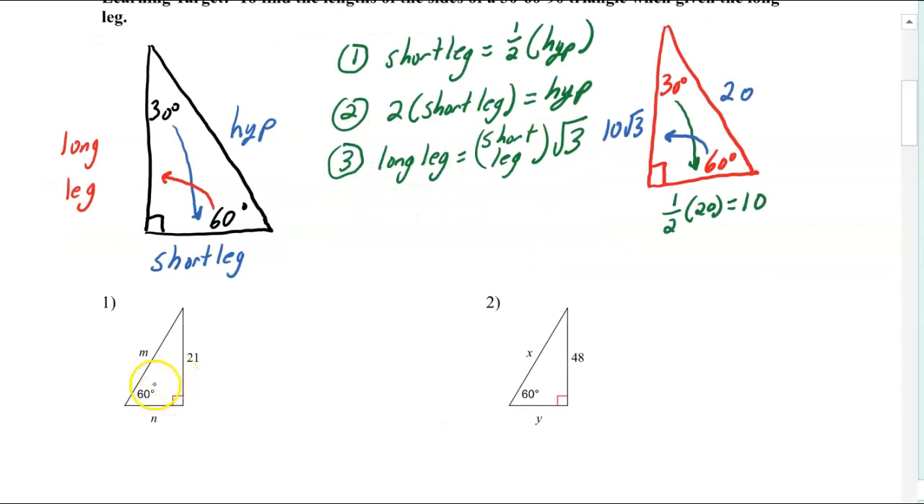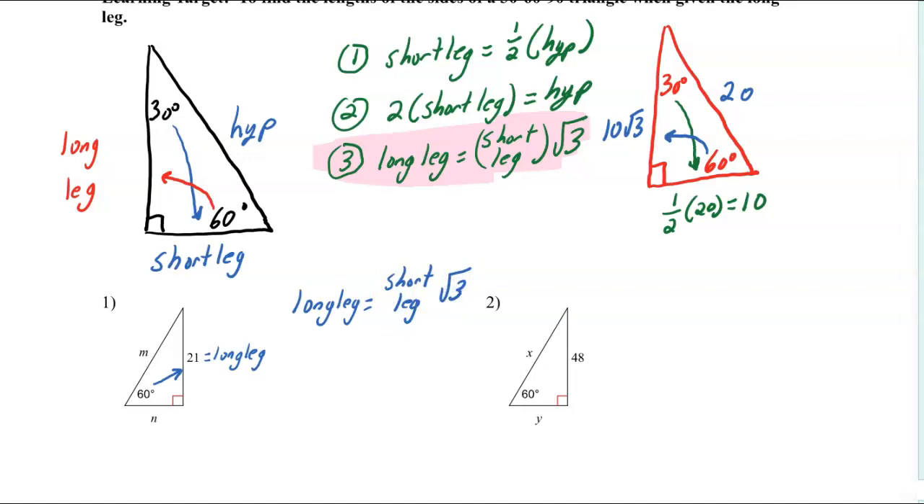In example number 1, we have the side across from the 60, which is the long leg. So the 21 is equal to the long leg. So we know that the long leg, and I'm going to highlight this in pink, is equal to the short leg times root 3. So I'm going to write that down. Long leg is equal to the short leg times the square root of 3. And we know that the long leg is 21. So 21 is equal to the short leg times the square root of 3.